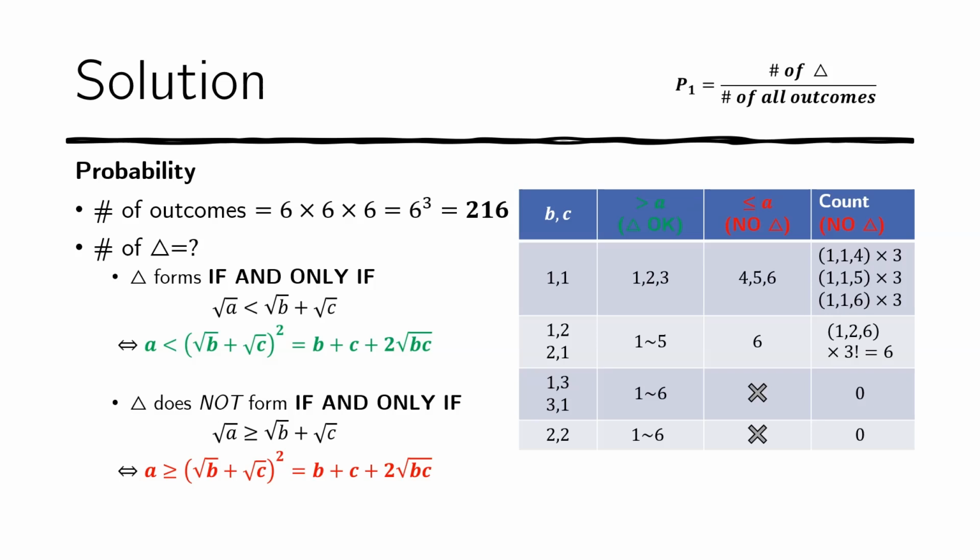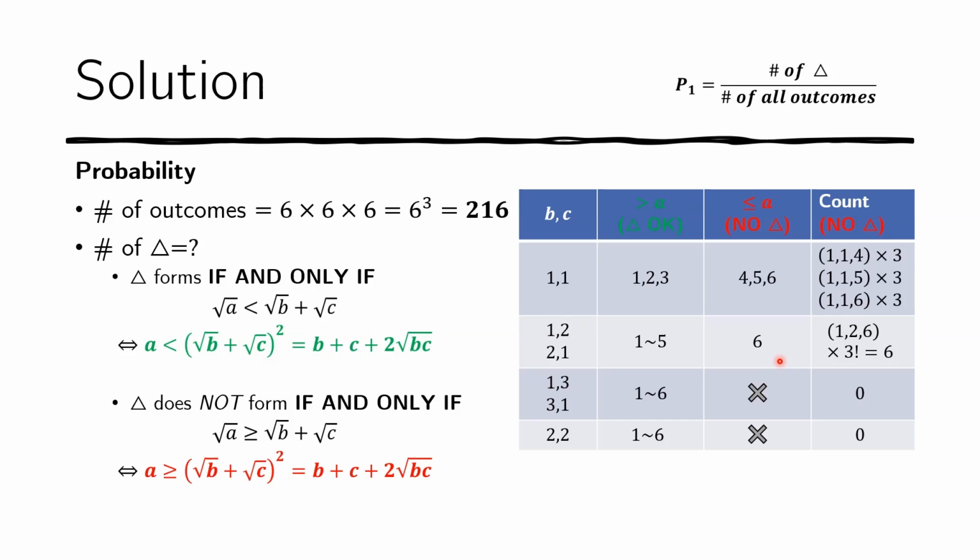So here I just rewrote the table so that we get rid of the intermediate computations. Now, here we're just going to count. So here, the possible values for 1, 1, for example, is just 1, 2, and 3 for A. And the non-triangles would be if we have 4, 5, and 6. And now let's count how many of those actually are possible. So for example, if we have a combination 1, 1, and 4, we actually have 3 possible ways of having this, because we can have 1, 1, 4, we can have 1, 4, 1, we can have 4, 1, 1. So that's why we have 3 here. The same is the case for 5 and 6. And so we have 3, 3, and 3 here.